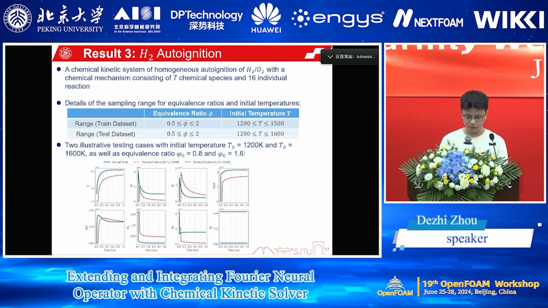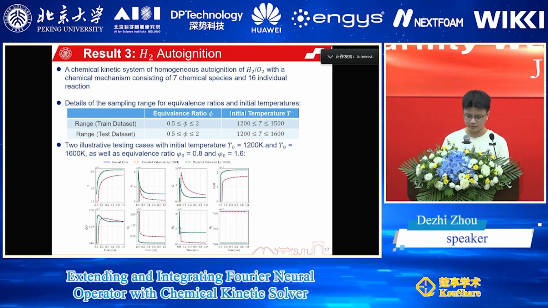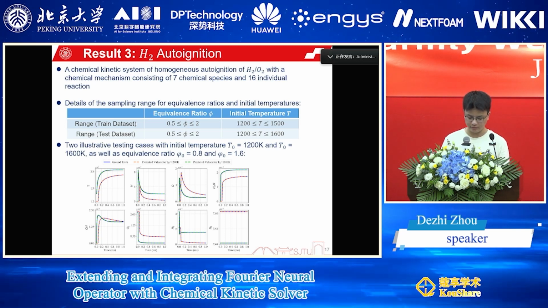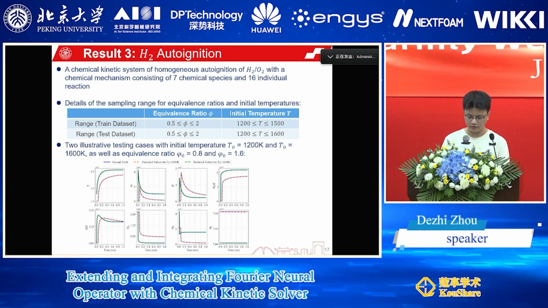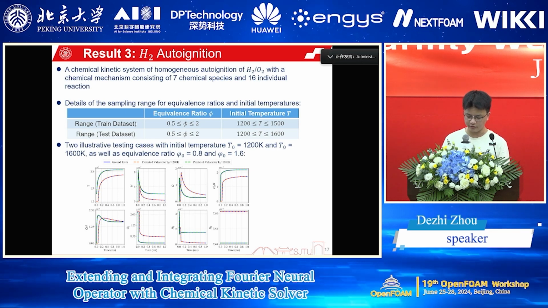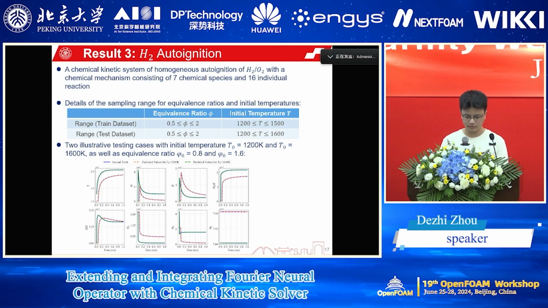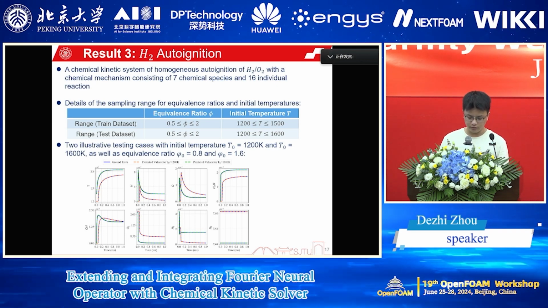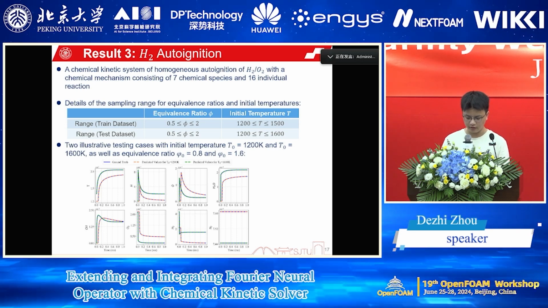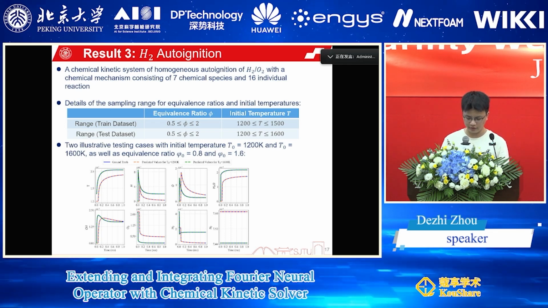So to further test the performance of our model, it requires more complex chemical systems than toy problems such as the robot problem. Therefore, our model is then examined with the chemical kinetic system of homogeneous autoignition, characterized by 7 chemical species and 16 individual reactions. To construct the data set, we randomly selected initial conditions covering a spectrum of equivalence ratios and initial temperatures, as outlined in the following table.